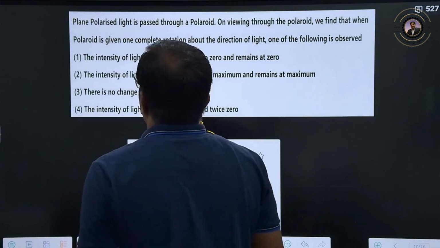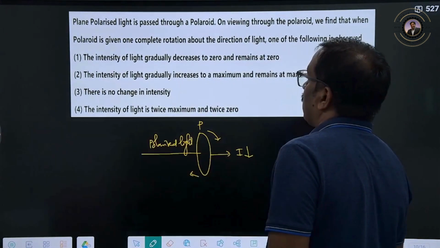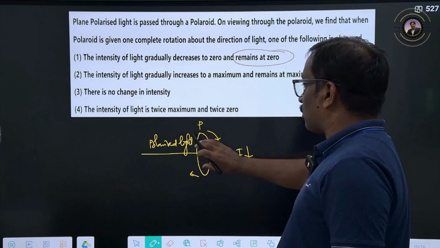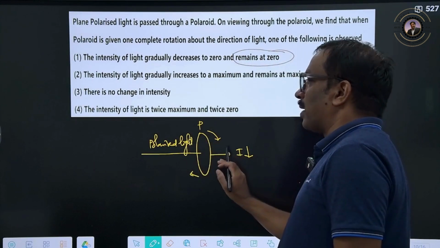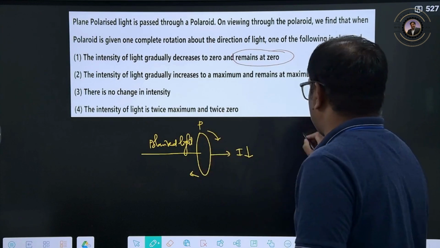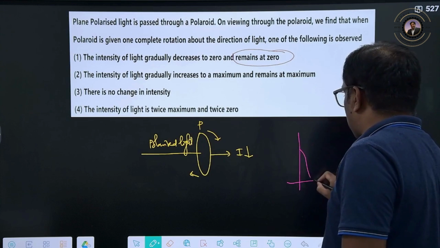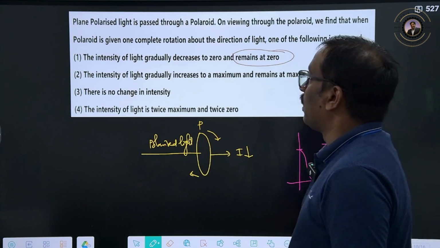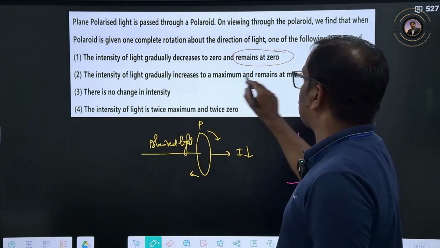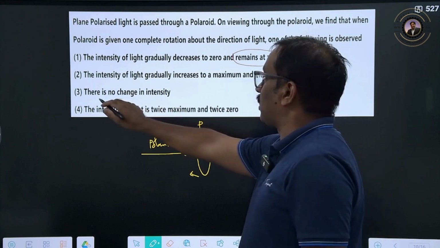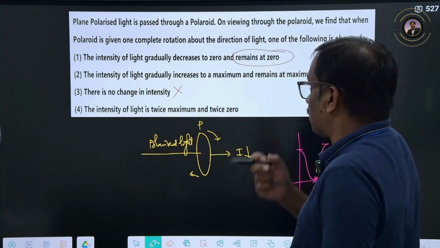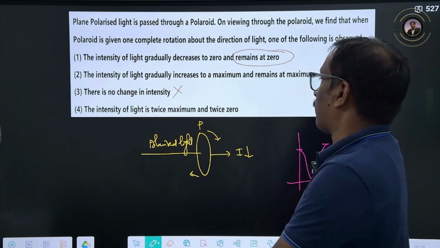Now let us see. The intensity of the light gradually decreases to 0 and remains at 0. It will not remain at 0. Why? Because when it becomes perpendicular, it becomes 0, again it will come to the maximum. We drew this already. It comes to 0, again comes to the maximum. The intensity gradually increases, no. There is no change in the intensity, wrong. The intensity of the light is twice maxima and twice 0.